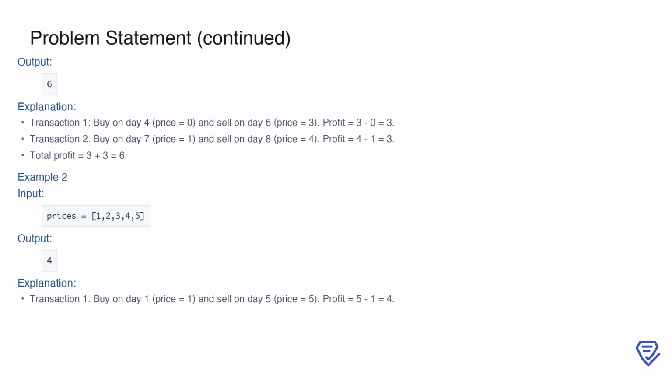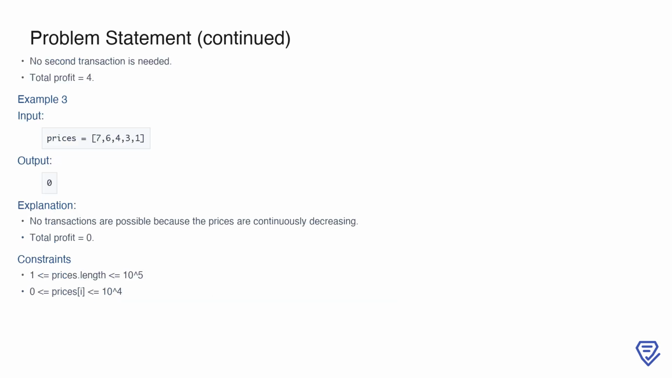Another example is when prices is 1, 2, 3, 4, 5. Here, the output is 4. In this case, you only need one transaction, buying the stock on day 1, when the price is 1, and selling it on day 5, when the price is 5. The profit is 5 minus 1, which equals 4. In the second example, it's important to note that no second transaction is necessary since all the profit can be captured in a single buy and sell operation.